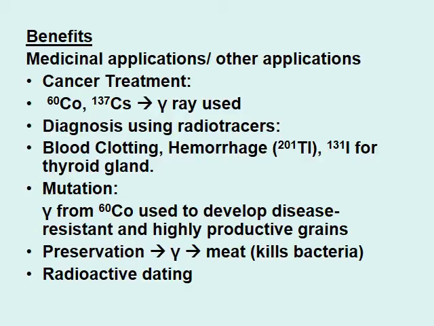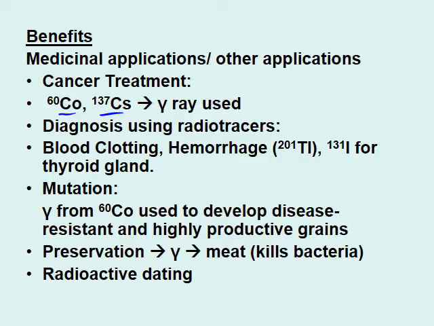Now there are some benefits that we must mention. So far we discussed the harmful effects of radiation, but there are some medicinal applications too. Cancer treatment, for which cobalt-60 or cesium-137 are used, and gamma rays. These emit gamma rays, and those gamma rays can kill the cancer cells. But the bad part is it can also kill healthy cells. So these days, scientists and doctors are trying to focus gamma rays from cesium or cobalt only on cancer cells.